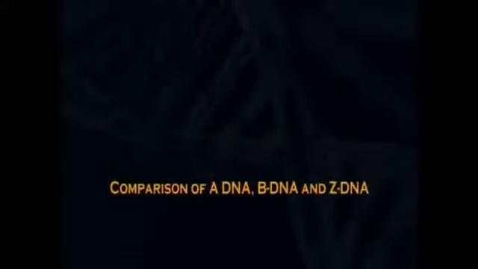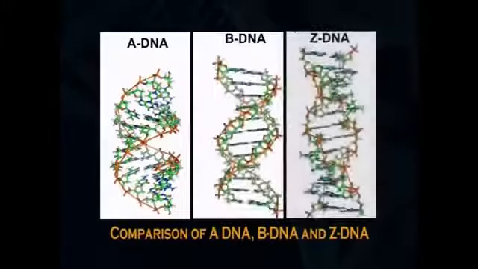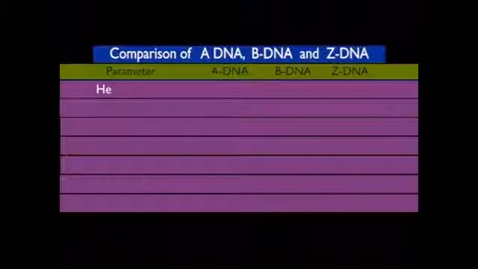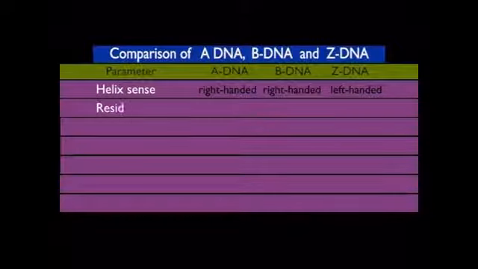Now let us come to the comparison of A DNA, B DNA and Z DNA. Helix sense: A DNA has a right-handed helix, B DNA has a right-handed helix and Z DNA has a left-handed helix. Second parameter is residues per turn. A DNA has 11 residues per turn, B DNA has 10.5 residues per turn and Z DNA has 12 residues per turn.